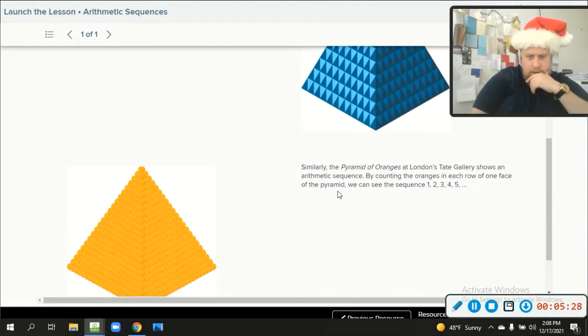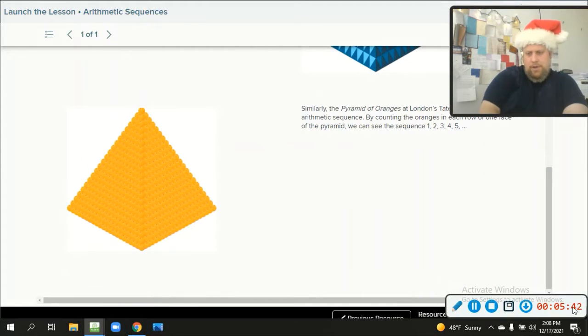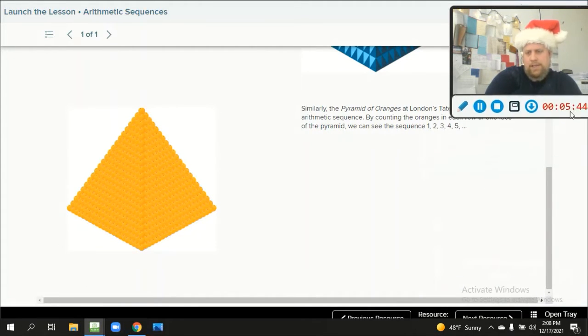By counting oranges in each row of one face of the pyramid, we can see the sequence 1, 2, 3, 4, 5. Wow, that's crazy. So 1, 2, 3, 4, 5. Yeah, it's just going up by one each time. Awesome. So there are a lot of sequences everywhere. You'll find that in nature. Sequences are just the thing.